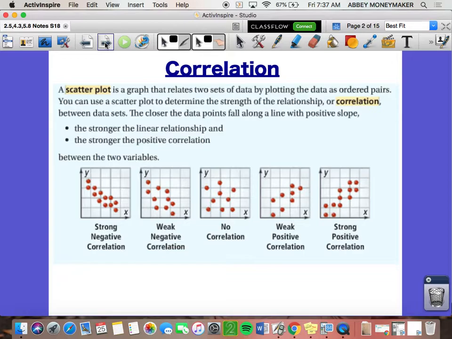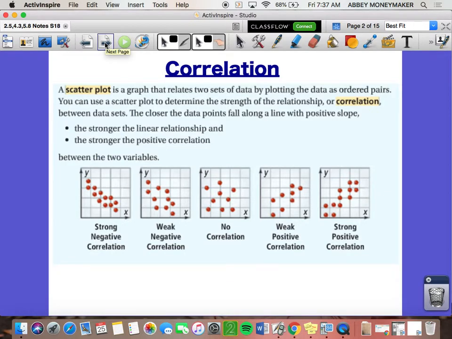A scatter plot is a graph that relates 2 sets of data by plotting the data as ordered pairs. So you can use the scatter plot to determine the strength of the relationship, that's called your correlation, between the data sets. Now it says here, the closer the data points fall along a line with a positive slope, the stronger the linear relationship and stronger the positive correlation. However, there are different types of correlations that you need to be aware of, and we're going to dissect those right here with these graphs.